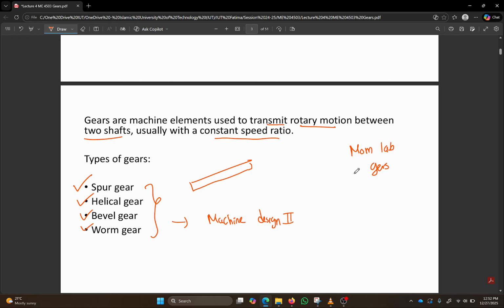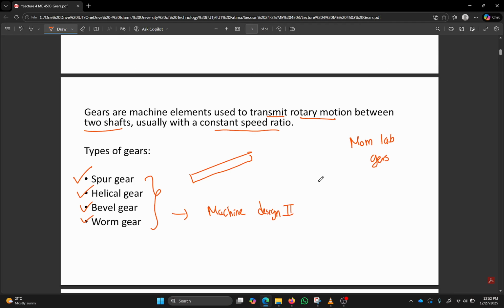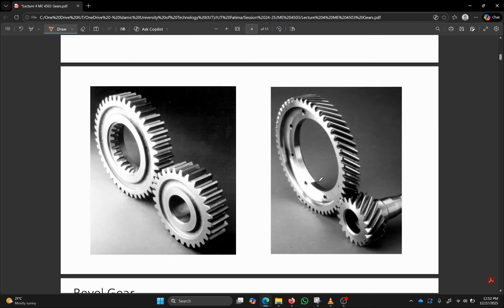So you are going to be studying all of this in your machine design two course, with more detail, more calculations and everything. Let's look at the first one, the helical gear. Sorry, the spur gears. As we have already seen, these are spur gears where the teeth are straight, and in order to transmit power and rotational motion, two spur gears must mate.